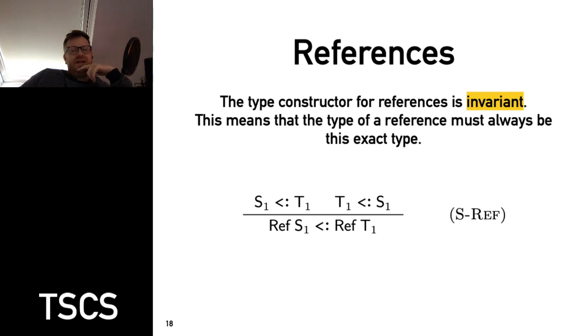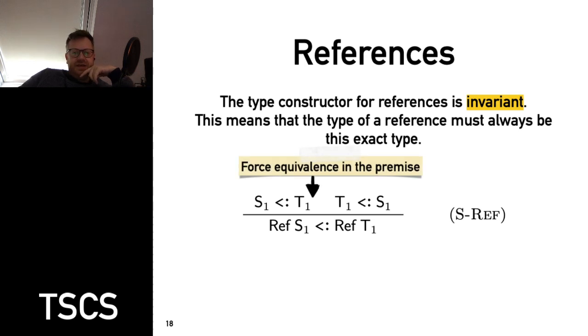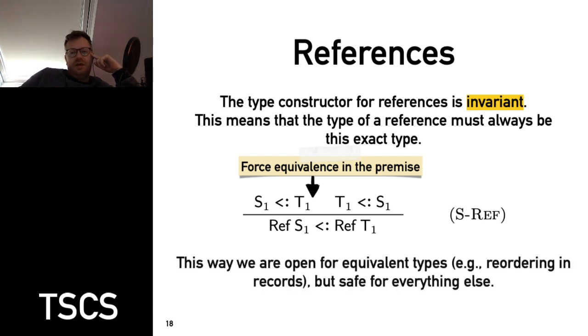So that means that the type of a reference must always be the exact type. And why is this so? By the way, this is a way to force equivalence if you just do subtyping relations in both directions. So one must be the subtype of the other, and the other must be the subtype of the first. Then it means basically they're the same. So this is a type equivalence in a way. This way we are open for equivalent types.